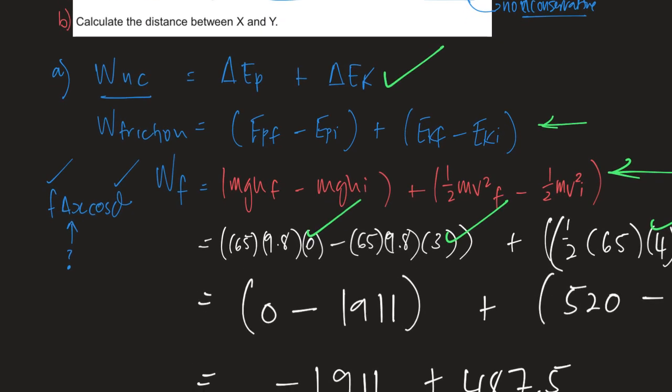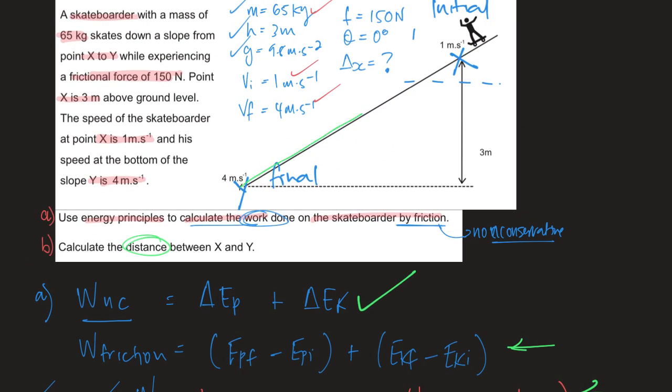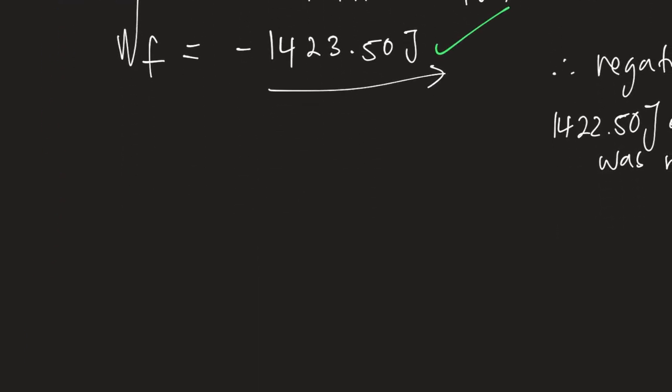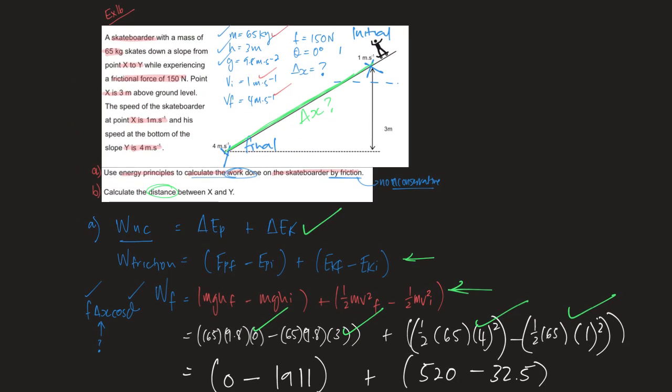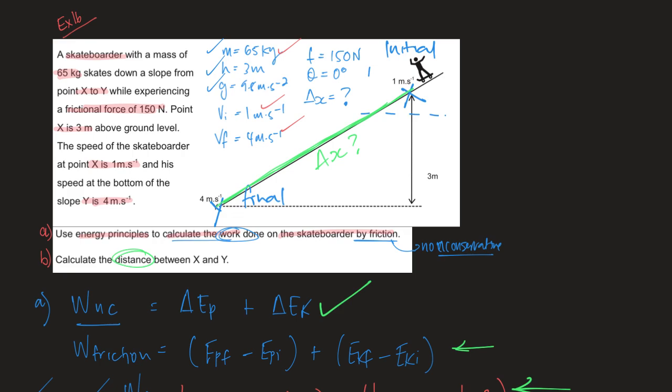Right, the next one says calculate the distance between x and y. So basically what we're looking at is that distance there. We're looking now for displacement. When I'm looking for displacement, I must take into account what information I have. The only formula I have that has displacement in it is the work formula: W equals force times delta x times cos theta. So I'm looking for this.